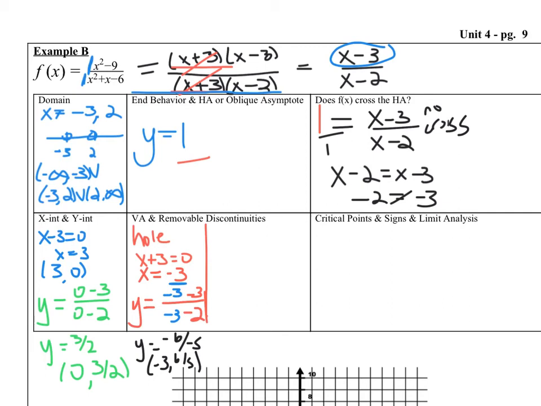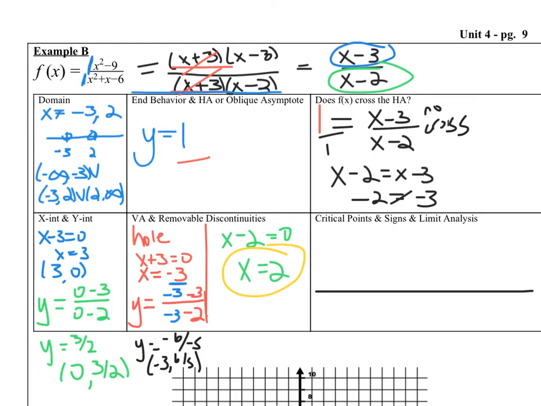Vertical asymptote is anything left in the denominator after the hole. So x minus 2 equals 0. So there's a vertical asymptote at x equals 2. Let's put everything on our number line. So what goes on a number line? Vertical asymptotes, x-intercepts. So we only have 2 things on this one. 2, 3, let's label. 2 is my vertical asymptote. 3 is my x-intercept.